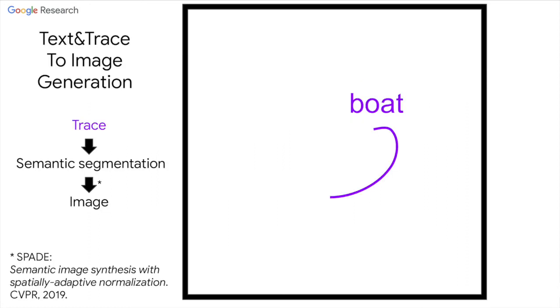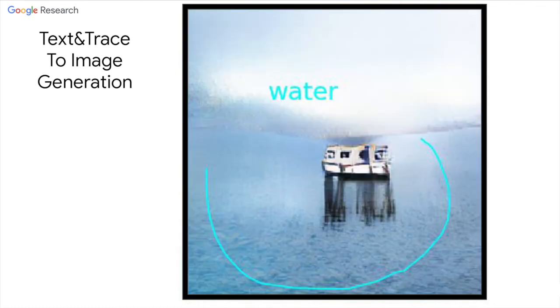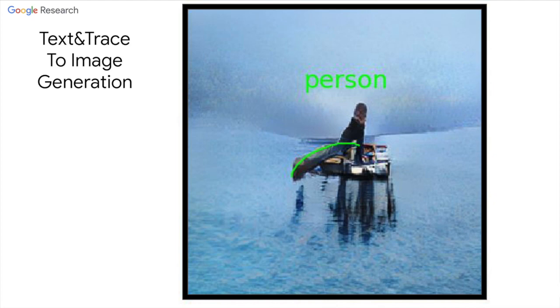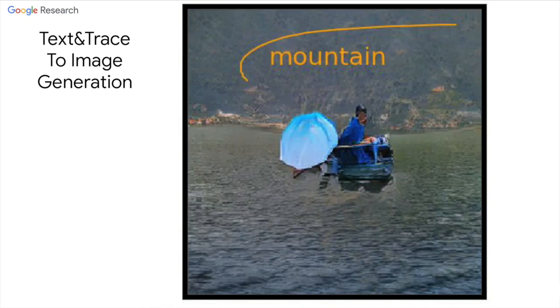Imagine the user says they'd like an image with a boat in this location, for instance. From this trace, we generate an approximate semantic segmentation, and from it, we generate an image using a state-of-the-art image synthesis method. And this is the result we get. Not super exciting yet, but stay with me. Then the user says they would want water around the boat. Things get better already. Notice that the boat is closed for now. But then a person is drawn and the boat opens up. We can also add an umbrella. And if we add a mountain, the color of the water changes, so the technique goes beyond copy-pasting parts of training images.